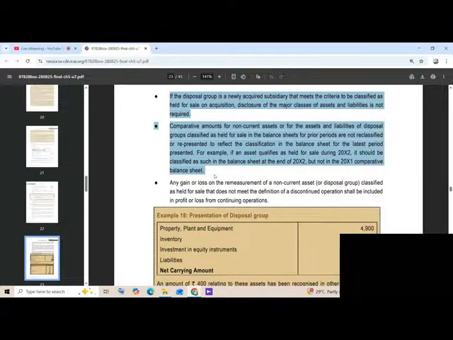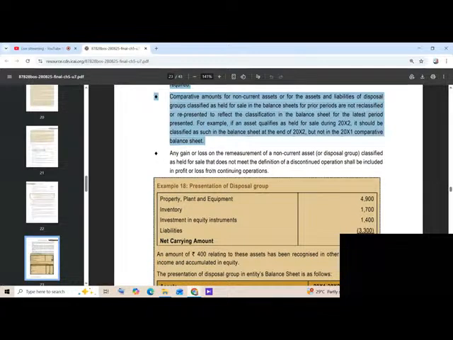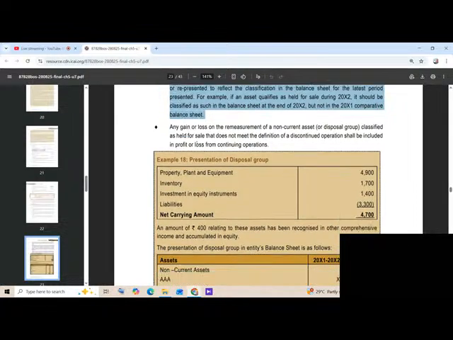Comparative amounts for non-current assets or for assets and liabilities of a disposal group classified as held for sale in prior periods are not reclassified or represented to reflect the classification in the balance sheet for the latest period presented. For example, if the asset qualifies as held for sale during 20X2, it should be classified as such in the balance sheet at the end of 20X2, but not in the 20X1 comparative balance sheet.